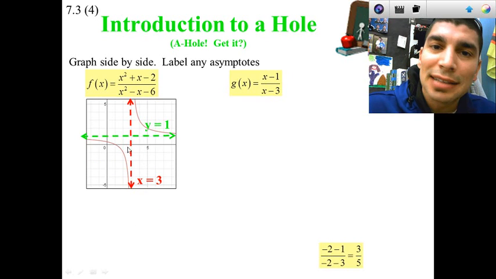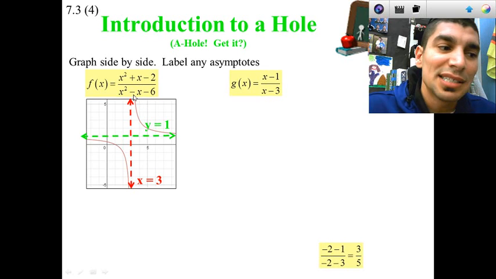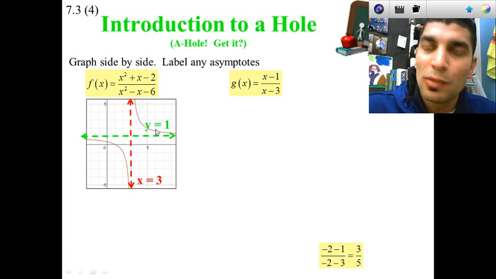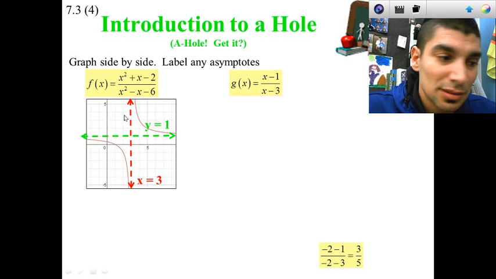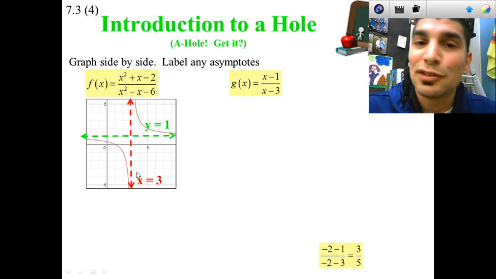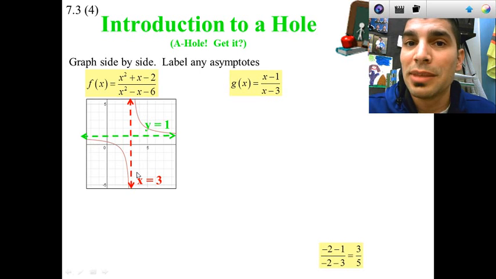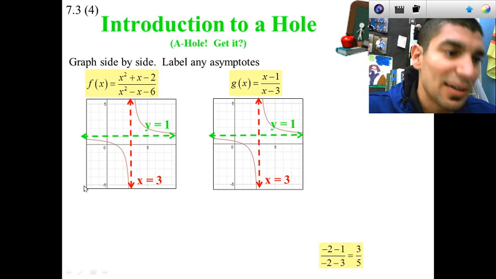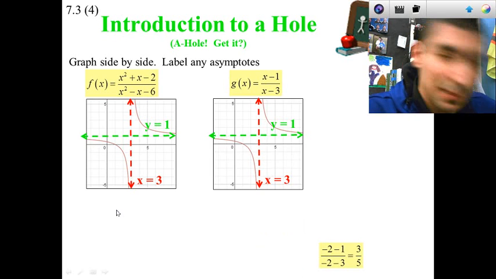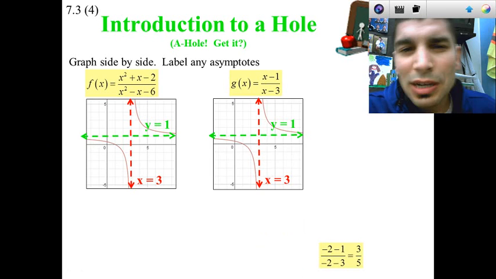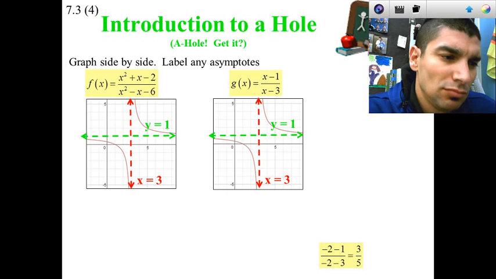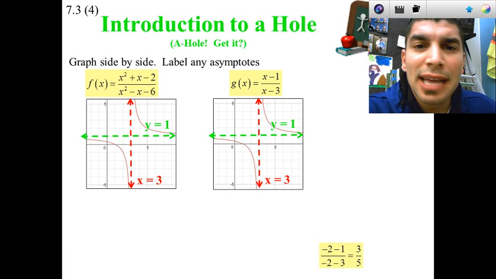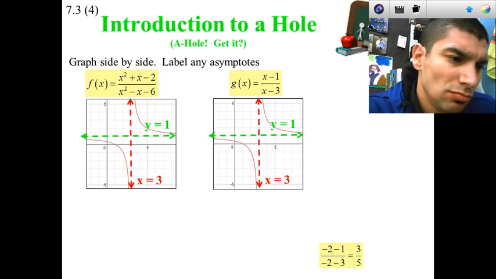This is what the calculator would show me. It would not show me the asymptotes. I would have to draw those in there, but I wanted to draw them in just to show you. Now, if I did the second one, g of x, this is what the graph would look like. Look at these two graphs. Do they look the same to you? Are there any differences?